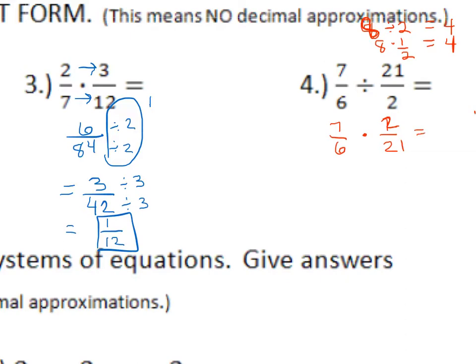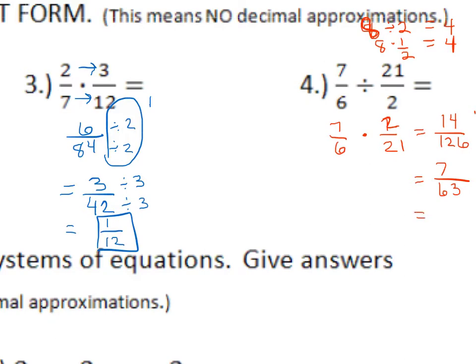Okay, now it becomes just like the last problem. 7 times 2 is 14. 6 times 21 would be 126. Those are both even numbers, which means I know we can divide them both by 2. I don't have room to put that, so I'm just going to do that in my head. 126 divided by 2 would be 63.